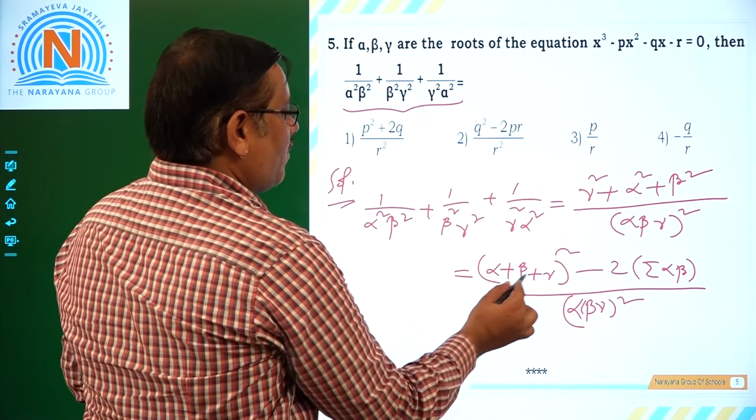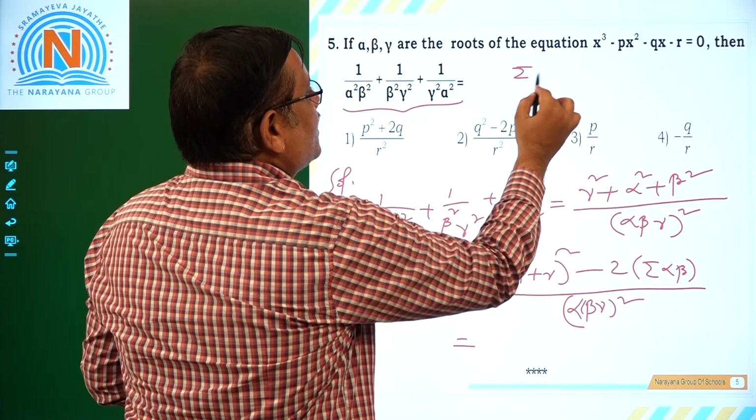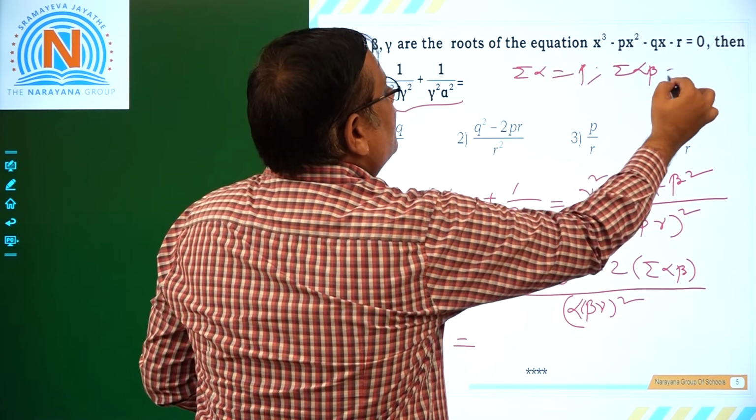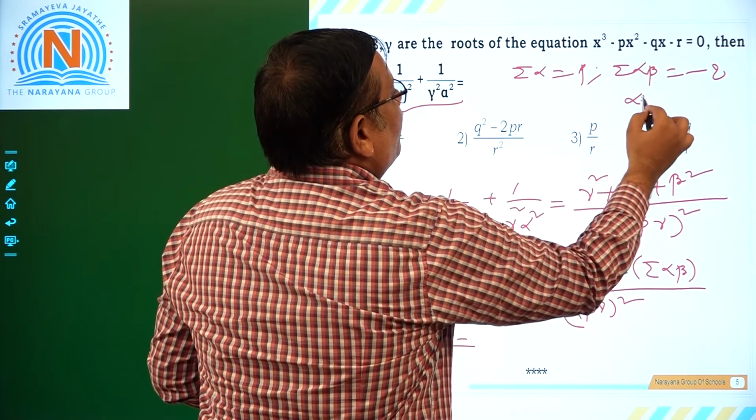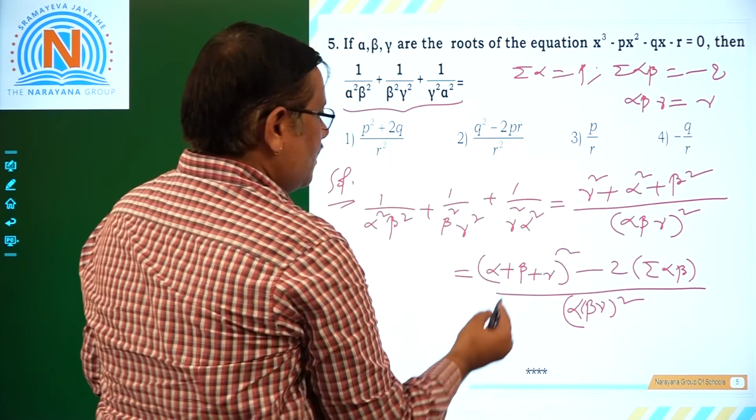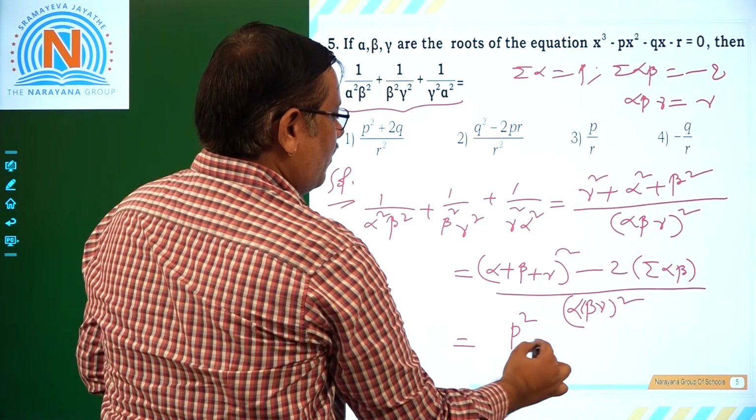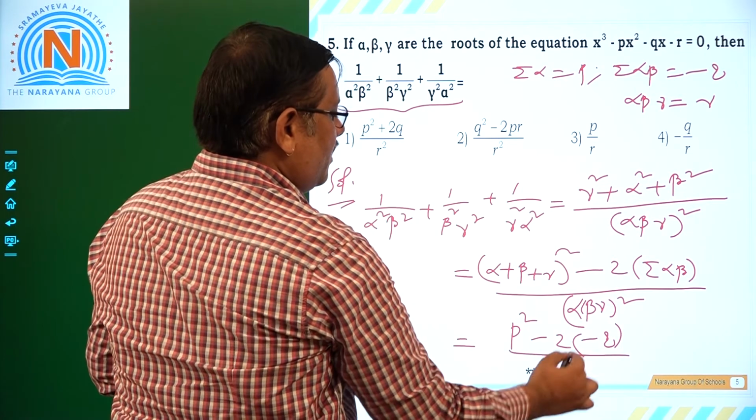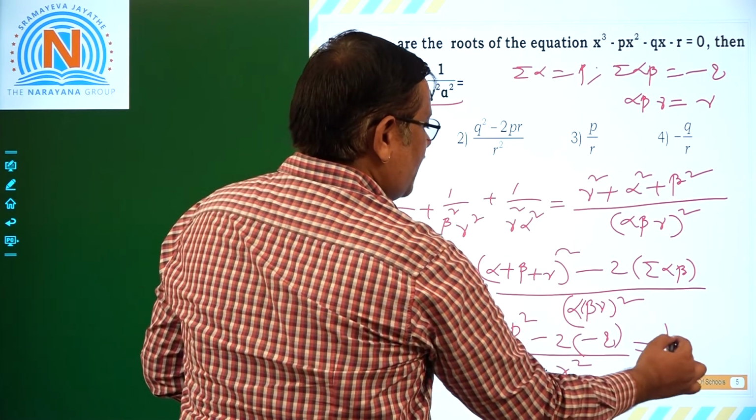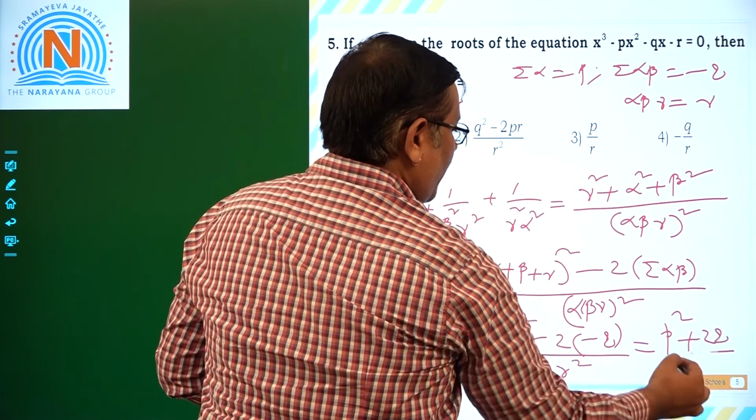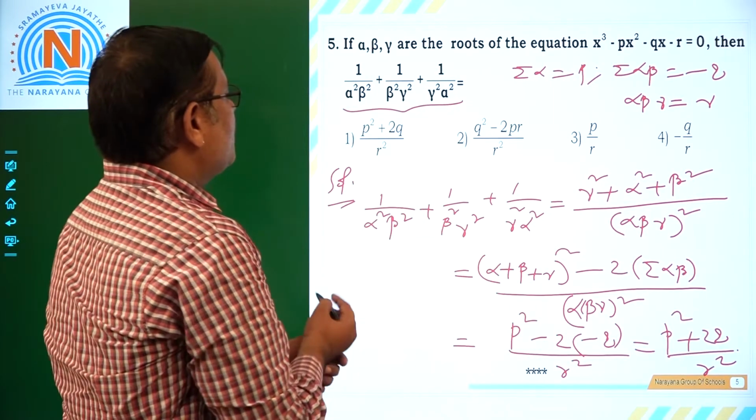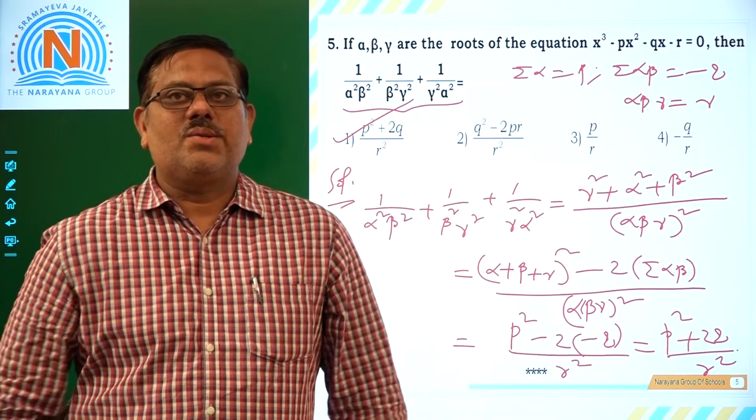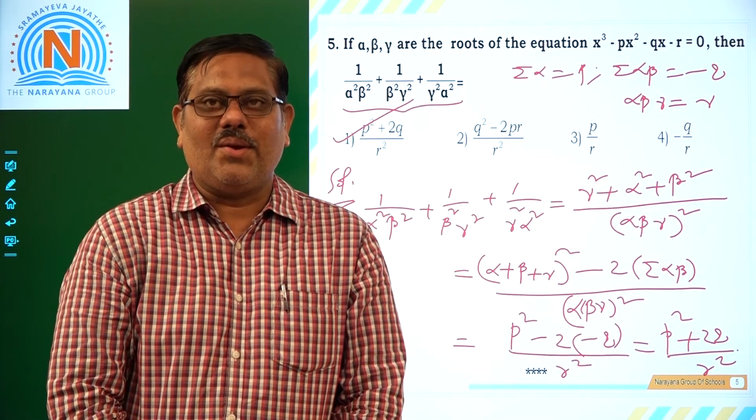So alpha plus beta plus gamma is sigma alpha, which is p, sigma alpha beta is minus q, alpha beta gamma is r. So this is p square minus 2 into minus q, all by r square. So the answer is p square plus 2q by r square, which is the first option. That is the right answer. So that is the end of today's assignment. Thank you. Have a good day.